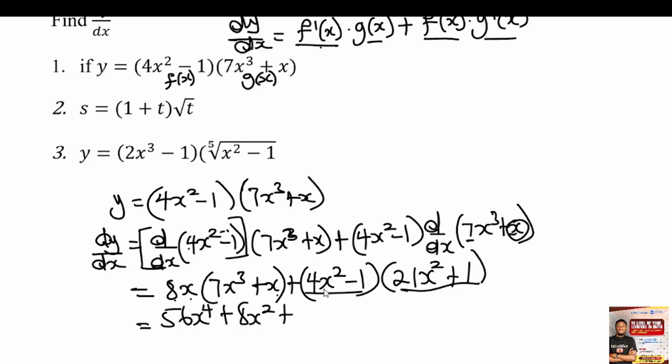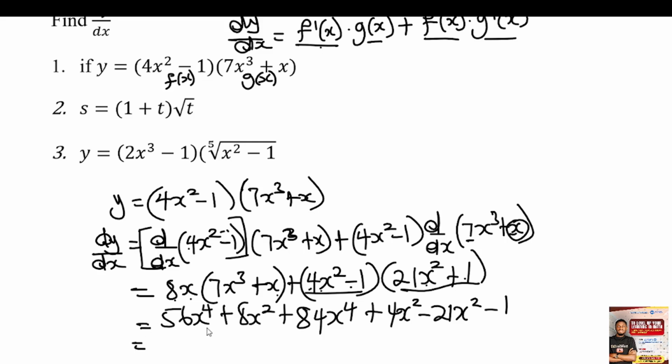So in this case, we take 4x squared, we multiply it with the second expression, which is 21x squared plus 1. So 4 times 21 gives us 84. Then x squared times x squared gives us x exponent 4. Then 4x squared times positive 1 gives us 4x squared. Then we take the negative 1 to use it to multiply 21x squared. It gives us negative 21x squared. The negative 1 times positive 1 gives us negative 1.